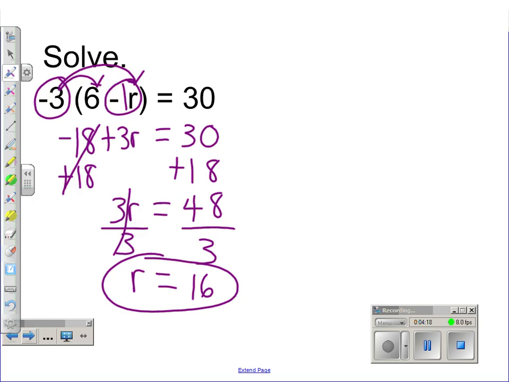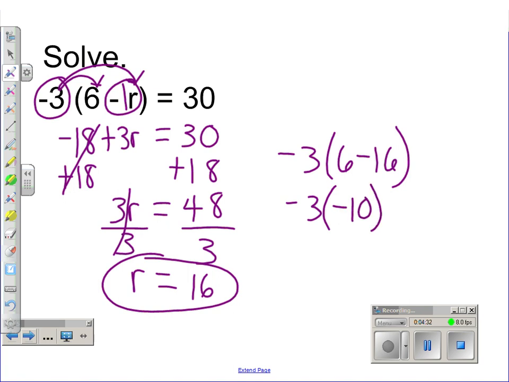And you can go back and substitute that into your original equation. So that's negative 3 times 6 minus 16, which would be negative 3 times negative 10, and that, of course, equals 30, so it does check. Give yourself a pat on the back. We did a good job on that one.